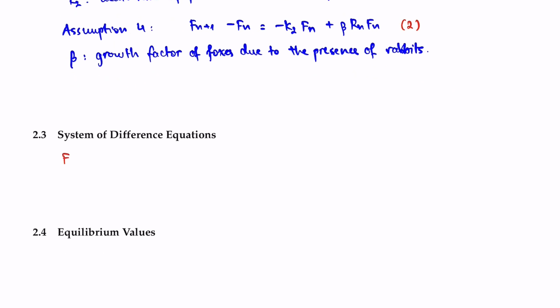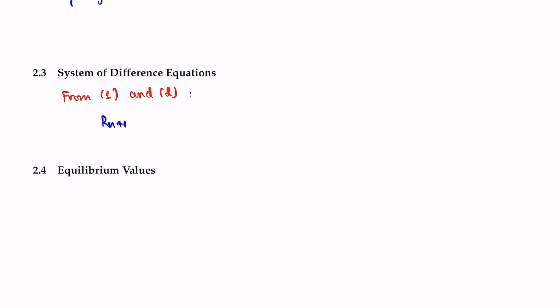And from equation 1 and equation 2, we have the system of difference equations for the prey and predator models as follows. You have R sub n plus 1 minus R sub n equal to k1 times R sub n minus alpha times R sub n times F sub n. F sub n plus 1 minus F sub n equal to negative k2 times F sub n plus beta times R sub n times F sub n. So this is the system of difference equations modeling the prey and predator model, more specifically rabbit and fox species.